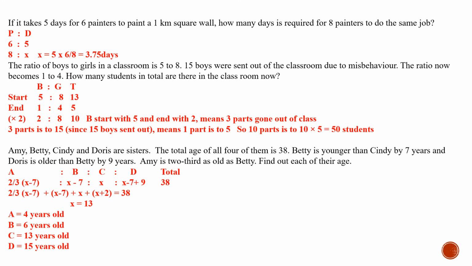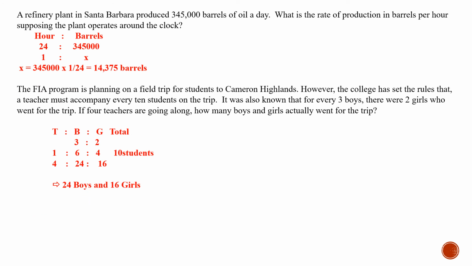Alright, this is I think a repetition. We did this question just now. All right, a refinery plan. This one also, most of you got this correct. They just asked for the rate of production, barrels per hour. So you take the number of barrels and divide by the hours. Shouldn't be a problem. Even here, most of you got this correct. 3 boys to 2 girls. All right, 1 teacher is going for it. All right, so you just put it down into a ratio and you will get it.